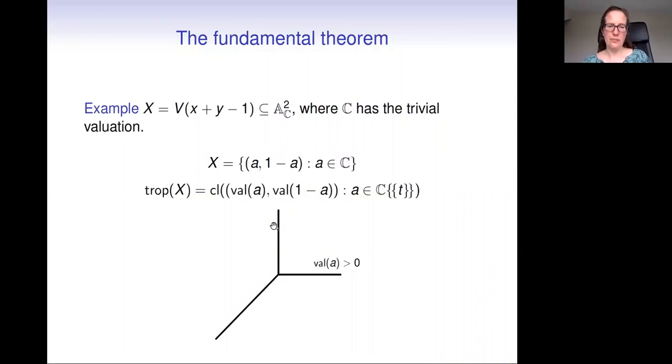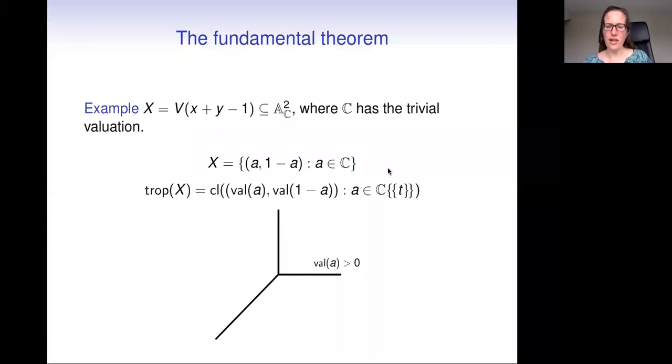This is the line x plus y minus 1 in A^2 over C, where we have the trivial valuation. So I'm going to have X is just a line, it's parameterized. We need to have x plus y minus 1 equals 0, otherwise known as y equals 1 minus x. So it's parameterized by the points (a, 1 minus a) with a in C. Okay, so this is if I think about the C-valued points.